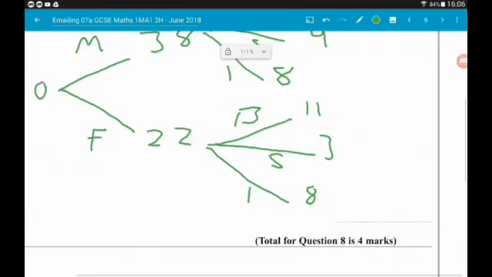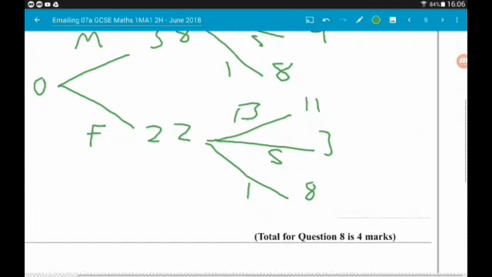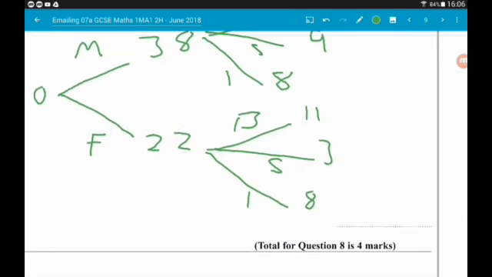So remember the question says a female is chosen at random. We want the probability that they chose Spain. So there are 22 females, 3 of them said Spain. So the probability is 3 out of 22.